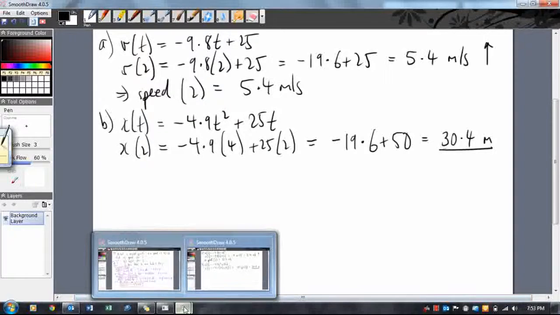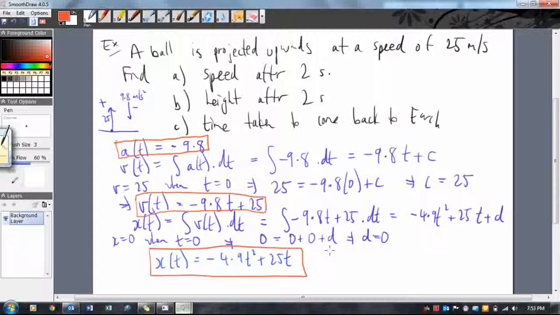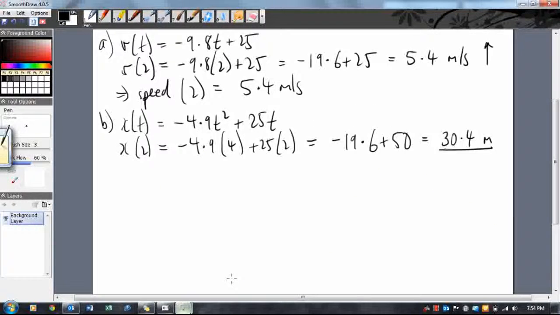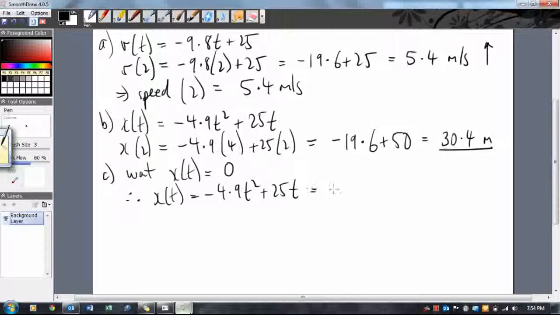Cool. Let's have a look at the last part, and then we're almost done. What's the time taken to come back to Earth? Let's have a think about that. What do we want here? We want x of t, we want the position to be 0. So what we need to do is solve x of t equal to negative 4.9t squared plus 25t when that's equal to 0.